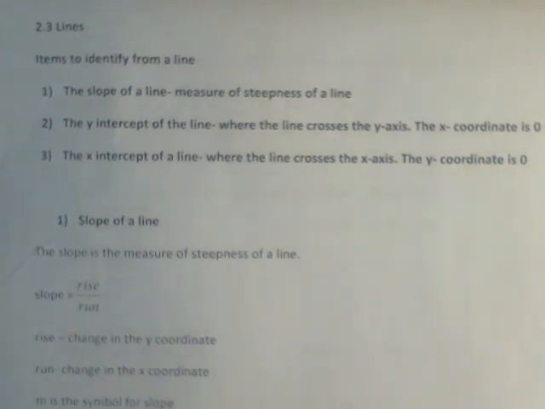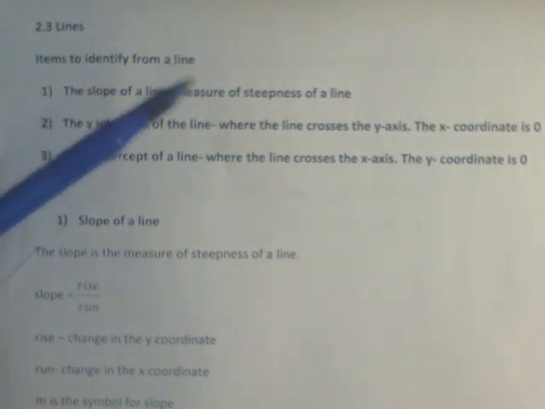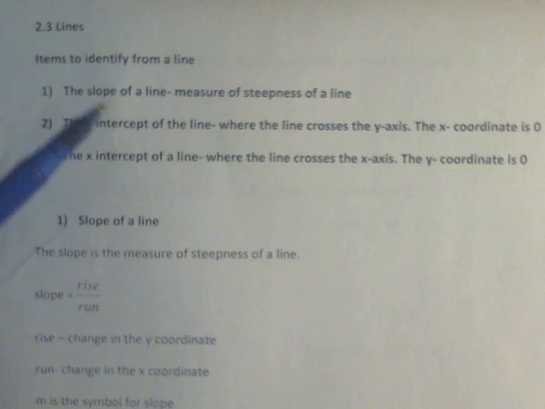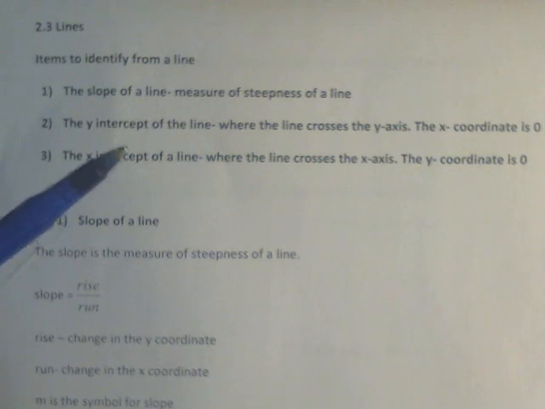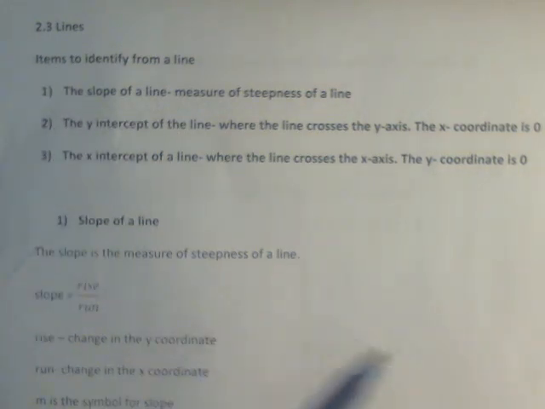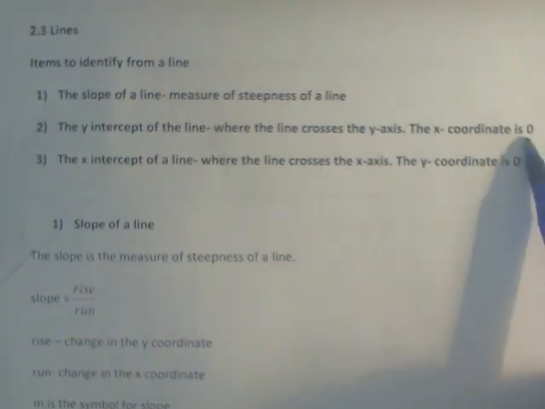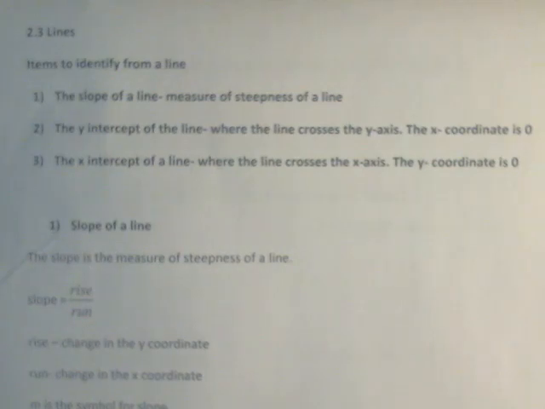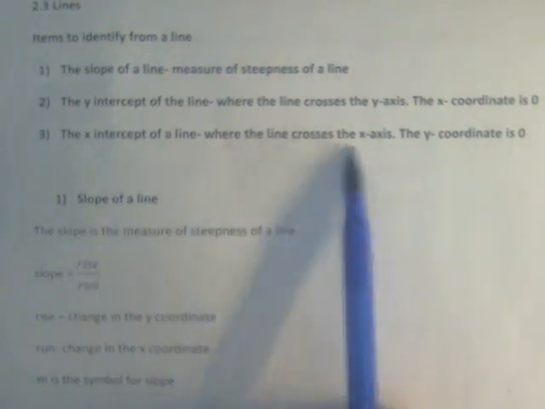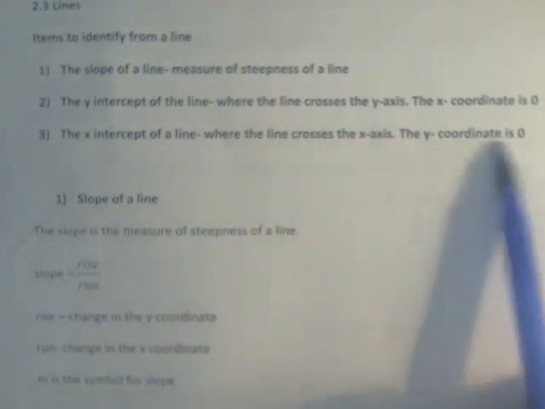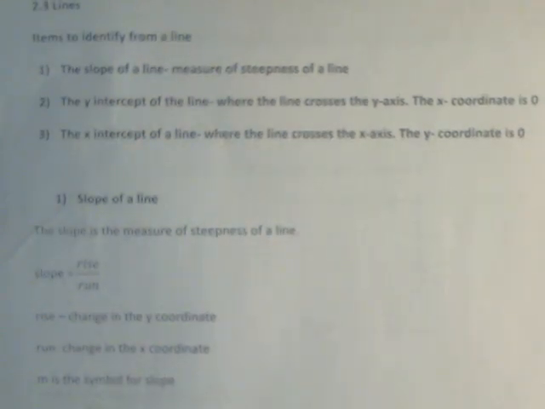First, we want to be able to identify the slope of a line, which is the measure of the steepness. We're going to be asked to identify the y-intercept of lines and pretty much of anything as we move in the course. And that's where the line crosses the y-axis. The x-coordinate is 0 for the y-intercept. And we also want to be able to identify the x-intercept of a line. And that's where the line crosses the x-axis. And in this case, the y-coordinate is 0. So to be an intercept, it must lie either on the x-axis or the y-axis.